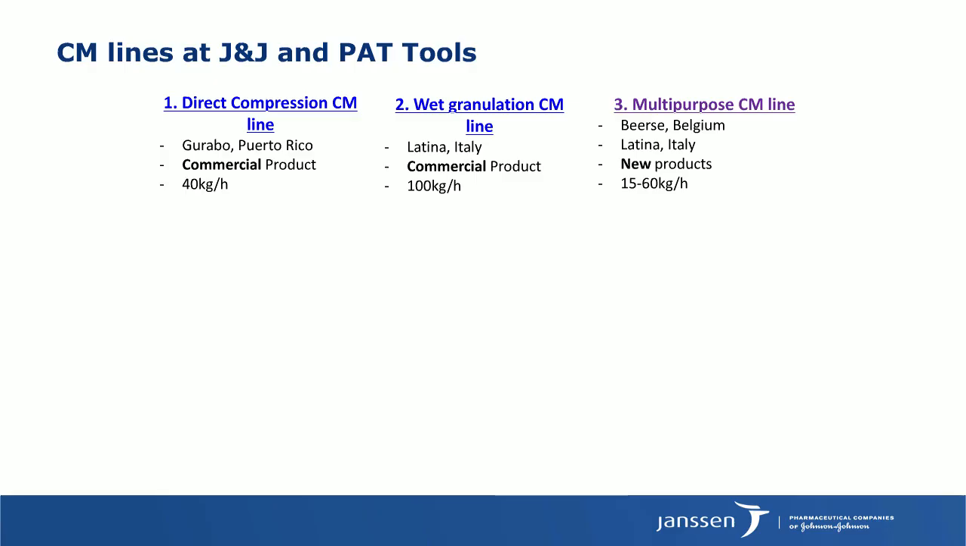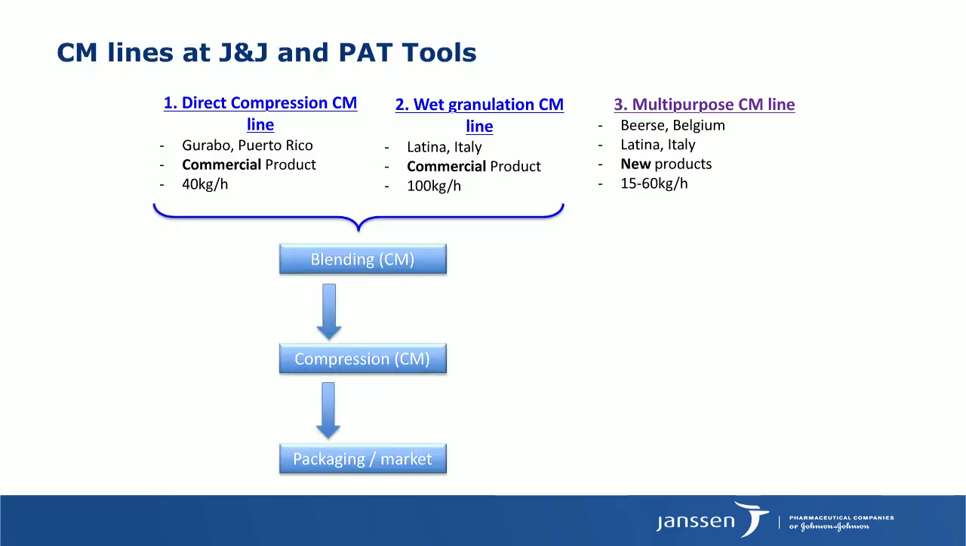And then we have what we call a multi-purpose line in the Beerse facilities in Belgium and an identical line in the Latina facilities of Italy. These are the lines that we use to introduce new products. Just for information, I also put the rate of product that can be manufactured per hour.